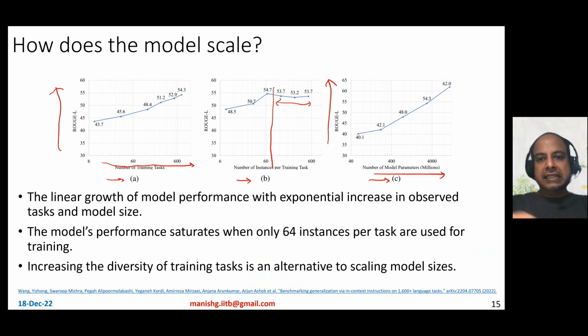What these charts essentially show is that increasing the diversity of the training tasks is a very nice way of improving the accuracy, and it's an alternative to scaling the model sizes. Of course, you can get more accuracy by coming up with larger models, but then larger models mean a whole lot of problems like large RAM size, more latency, and so on. So increasing the number of training tasks is a very nice alternative, seemingly so.